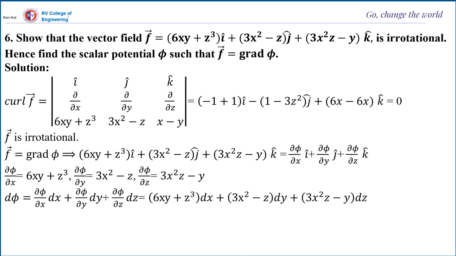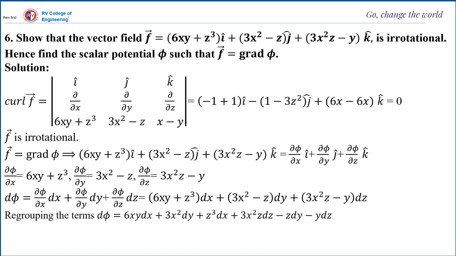We know that from the total derivative, d phi is equal to dou phi by dou x dx plus dou phi by dou y dy plus dou phi by dou z dz. Substituting dou phi by dou x, dou phi by dou y and dou phi by dou z, this is equal to 6xy plus z cube dx plus 3x square minus z dy plus 3x square z minus y dz. Regrouping the terms, we can also write d phi as 6xy dx plus 3x square dy plus z cube dx plus 3x square z dz minus z dy minus y dz.